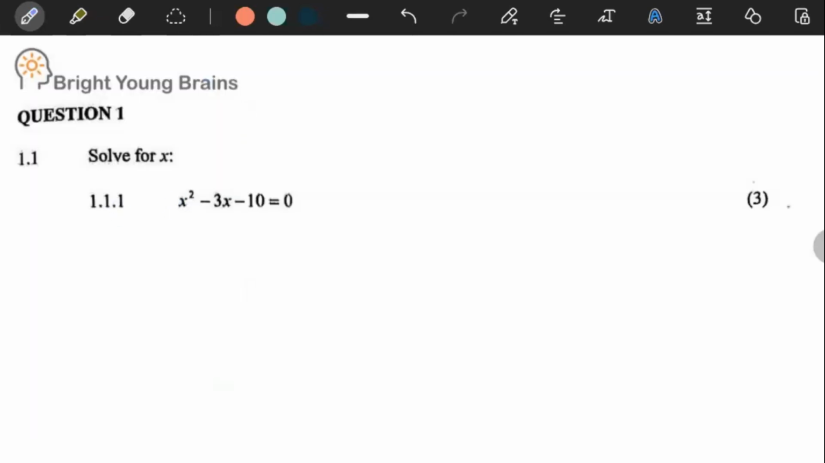So for X, 3-mark question, very straightforward. Factors of 10 that give us a 3, it's just 5 and 2. To get a negative 3, it'll be minus 5 plus 2. Very straightforward question. X is equal to 5 or X is equal to negative 2.